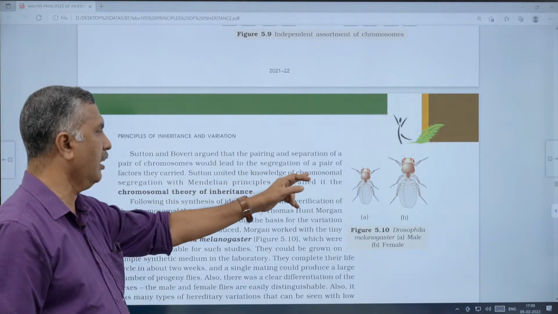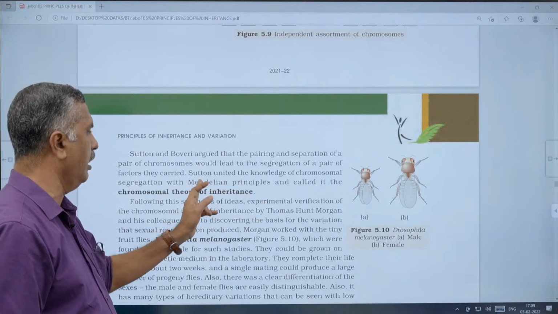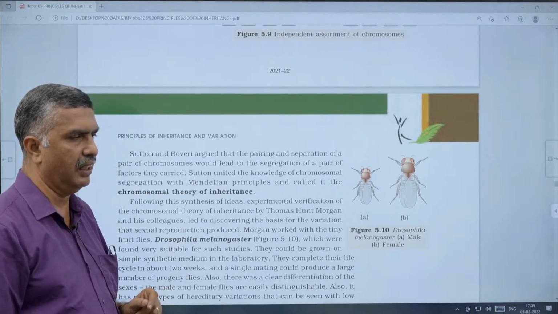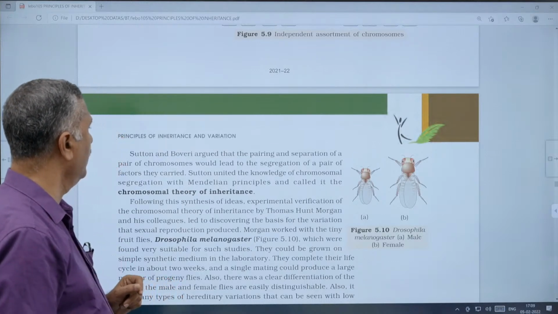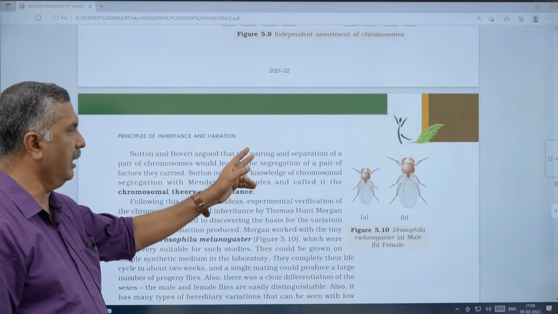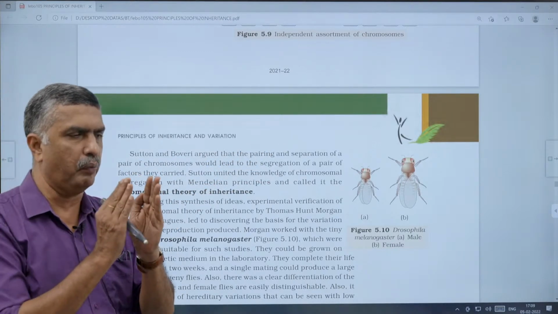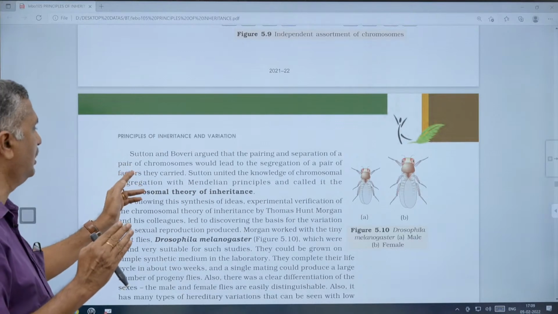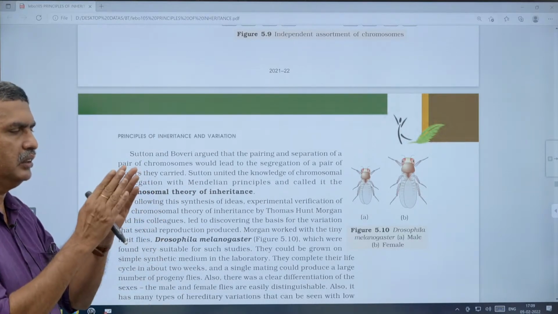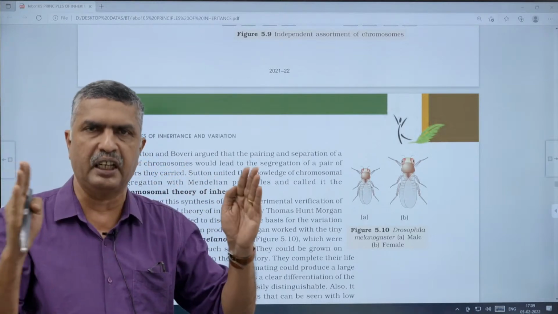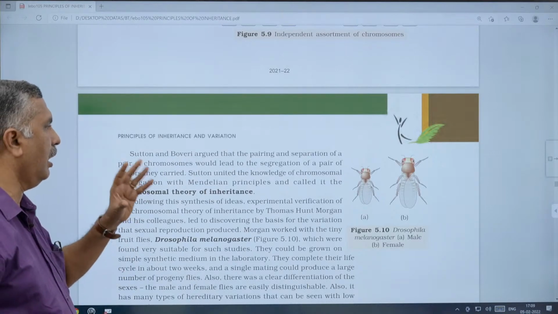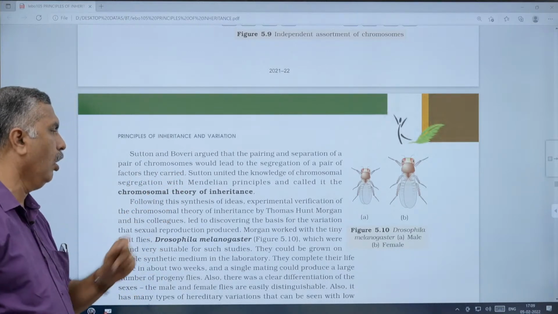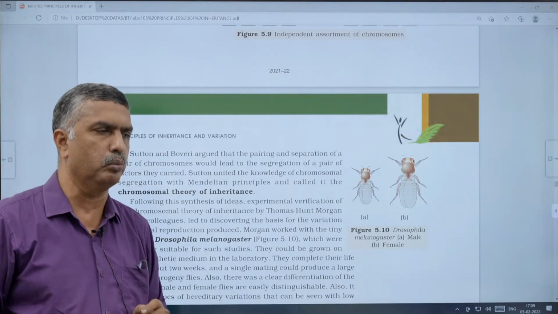Then Sutton united the knowledge of chromosomal segregation with the Mendelian principles, meaning genic characters, and called it the chromosomal theory of inheritance. Since chromosomes segregate, genes are also segregated. Sutton united the knowledge of chromosomal segregation with the Mendelian principles and called it the chromosome theory of inheritance.